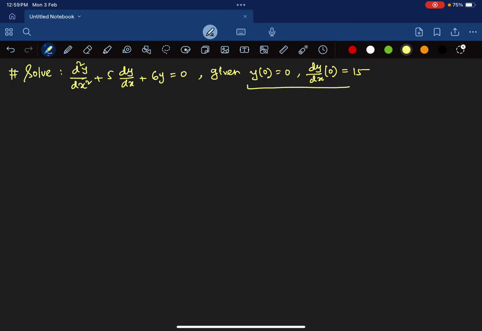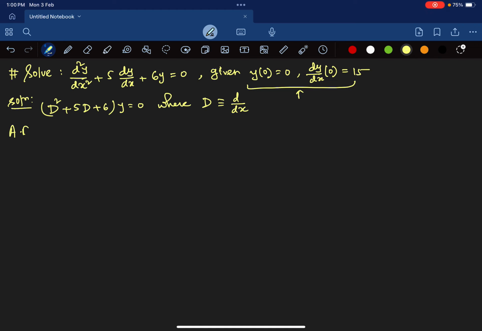Whenever these types of conditions are given, we already stated in our first class, this is the initial value problem. The initial values are prescribed so that you can determine the values of the arbitrary constants. In this case, for the solution, first you need to write the operator form: (D squared plus 5D plus 6) y is equal to 0, where D is d/dx.